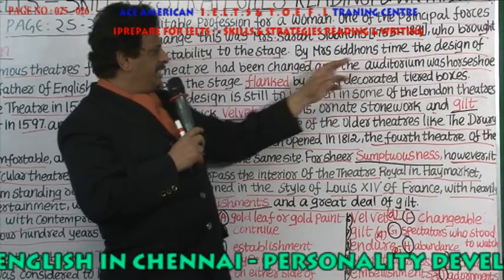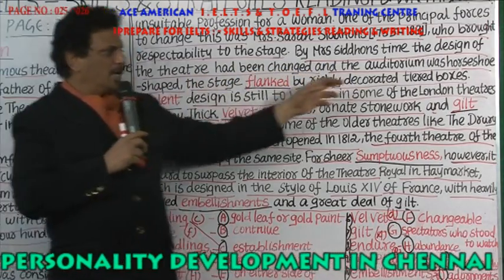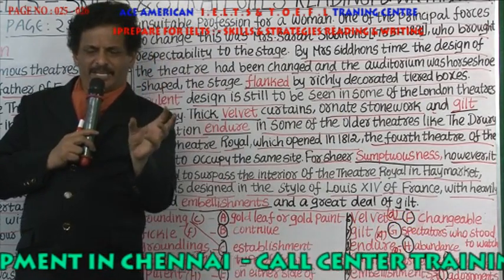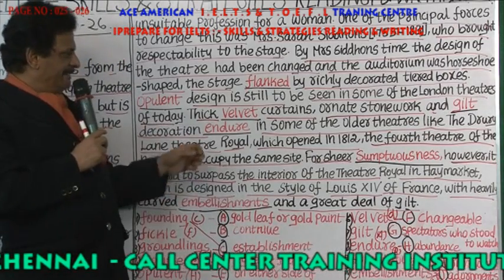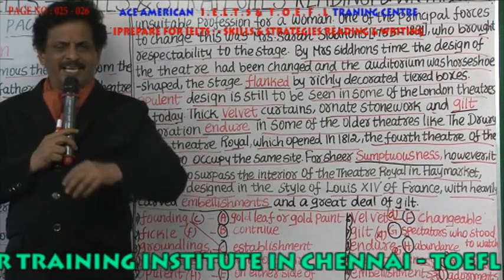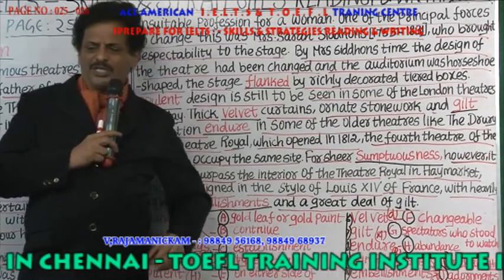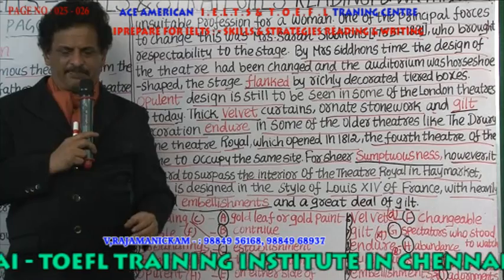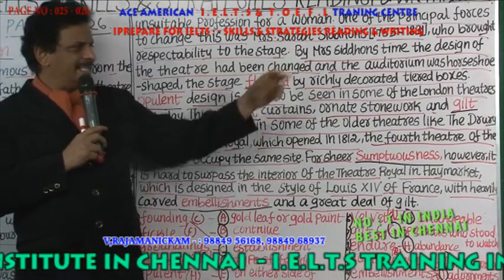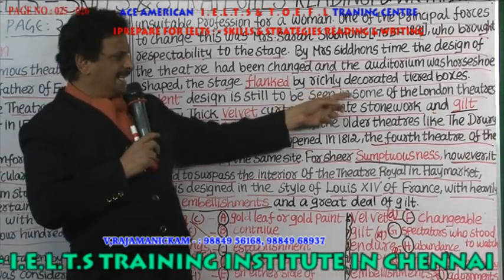By Mrs. Siddons' time, the design of the theatre had been changed and the auditorium was horseshoe shaped. Horseshoe என்றால் என்ன, குதிரையினுடைய லாடம் என்று சொல்லுவோம். அந்த லாடத்தினுடைய வடிவமைப்பிலே அந்த மேடை அலங்கரிக்கப்பட்டிருந்தது. The stage flanked, flanked என்றால் மேடையினுடைய இரு பக்கங்களை flanked என்று சொல்கிறோம். By richly decorated tiered boxes. டயர்களை அடுக்கி அலங்கரிக்கப்பட்ட மேடையிலே, இரண்டு பக்கம் அலங்கரிக்கப்பட்டிருக்கக்கூடிய மேடையிலே இந்த அம்மாள் நடித்தார்கள். மிஸ்ஸஸ் சிட்டன்ஸ் முதல் நடிகை. Opulent design is still to be seen in some of the London theatres.